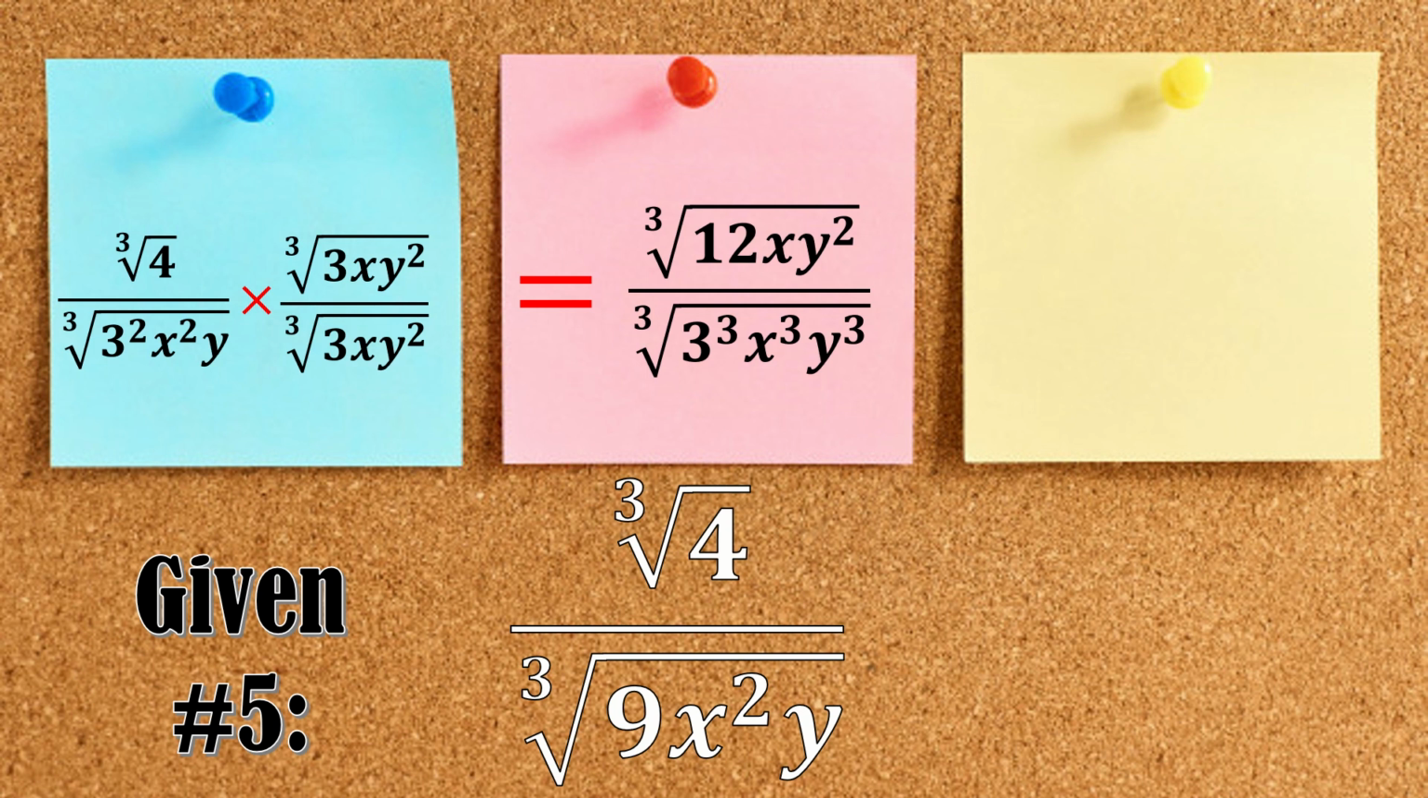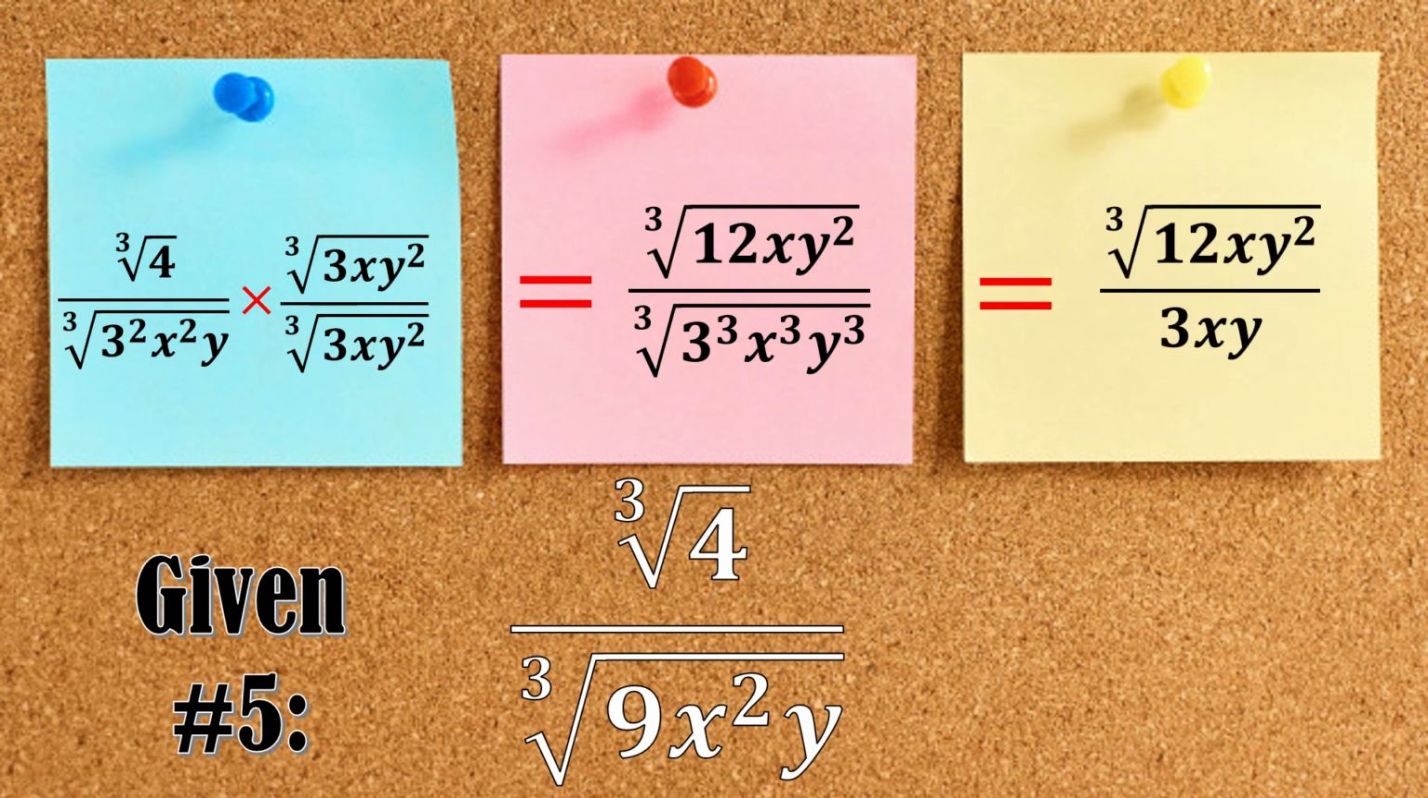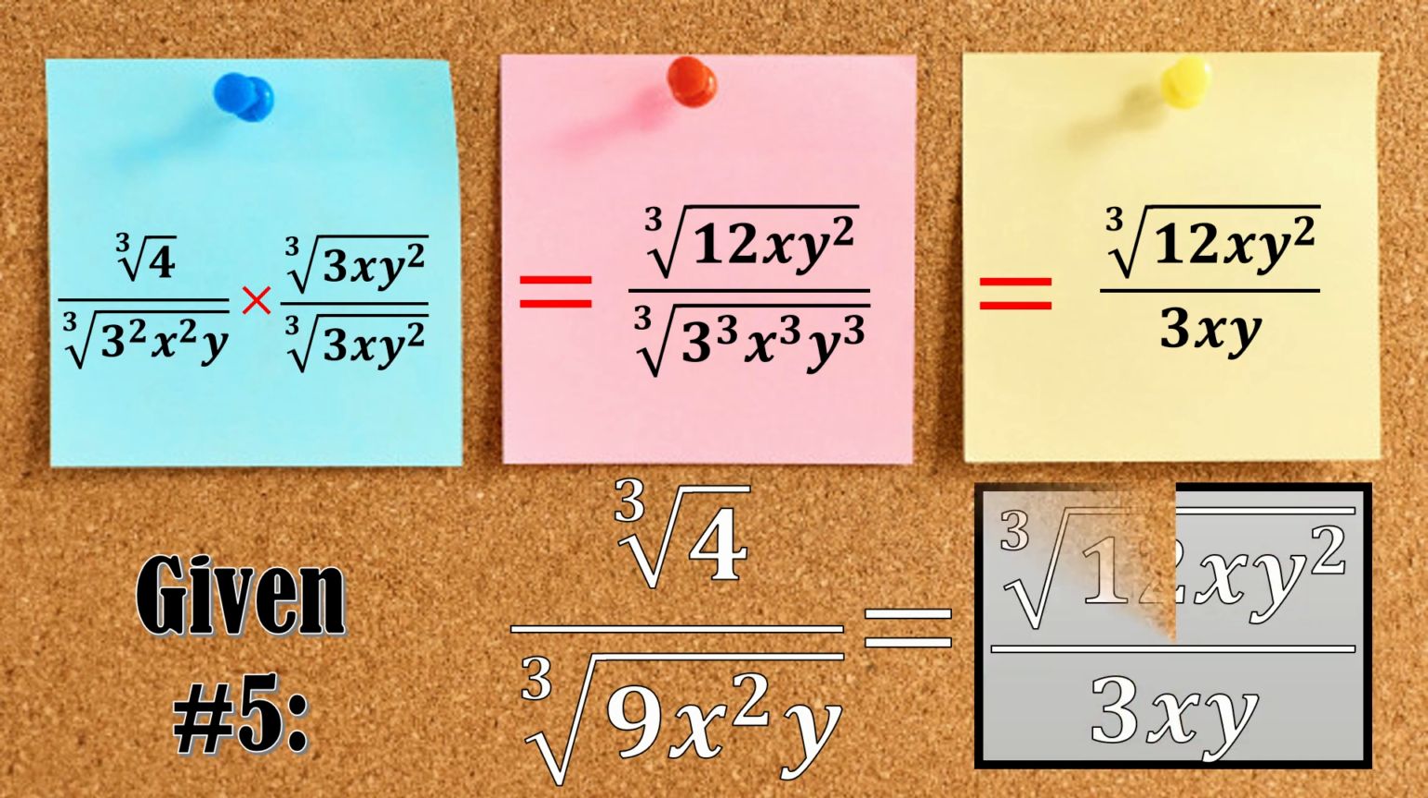x squared times x will become x cubed. y times y squared will become y cubed. By simplifying that, the numerator is already simplified. So, copy cube root of 12xy squared all over 3xy. So, for the final answer, we have the cube root of 12xy squared all over 3xy.